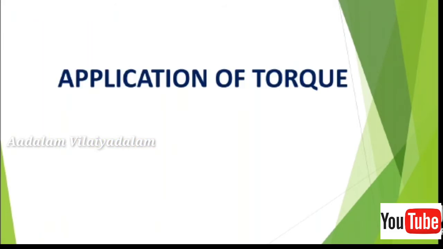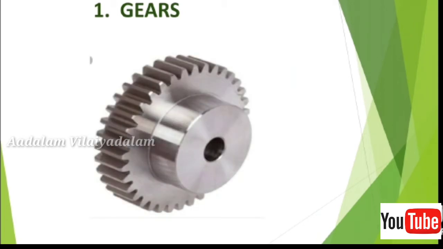Next we learn about applications of torque. First one, gear. A gear is a circular wheel with teeth around its rim. It helps to change the speed of rotation of the wheel in vehicles such as cycles, cars, etc. I hope all of you have seen a gear, and it helps to change the speed of rotation.